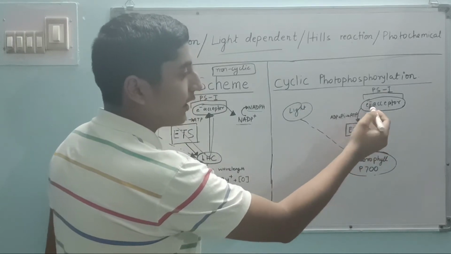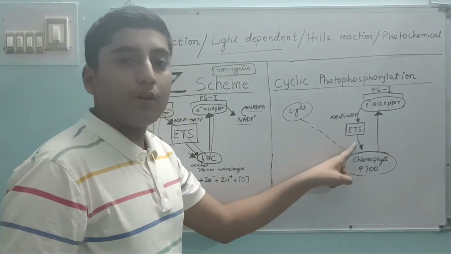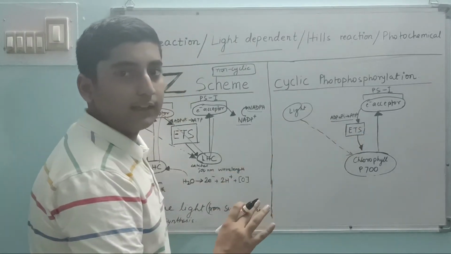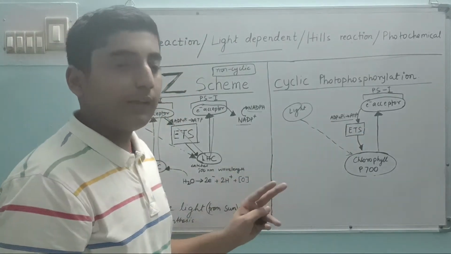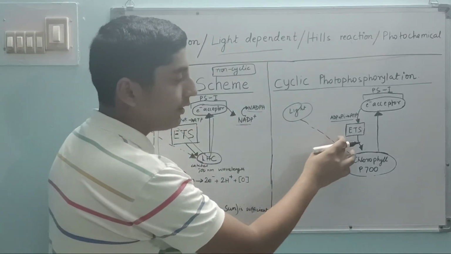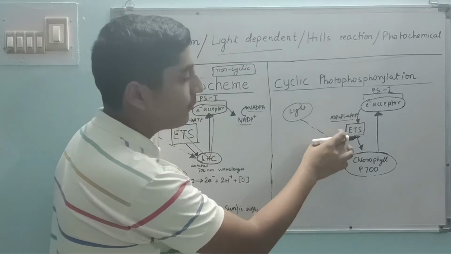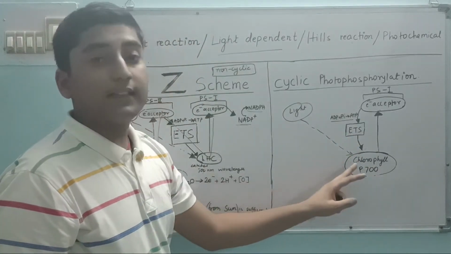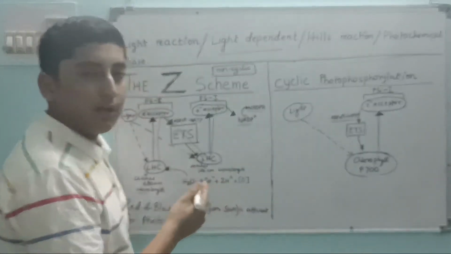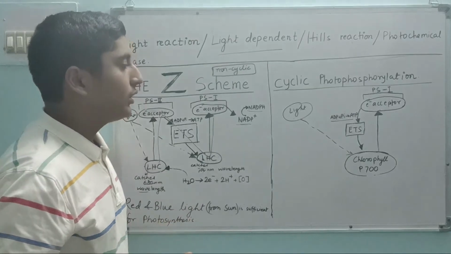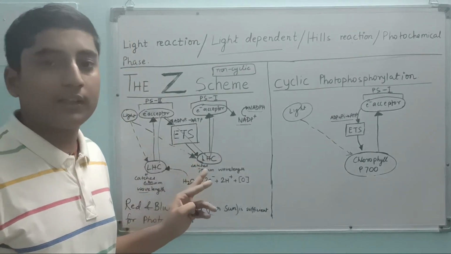and from the electron acceptor, the electron moves to the electron transport system, and here again ATP is synthesized by the process of photophosphorylation. Then the electron moves through the ETS to chlorophyll P700, here LHC. So there is no requirement of photosystem 2 in cyclic photophosphorylation. So this is the whole light reaction.